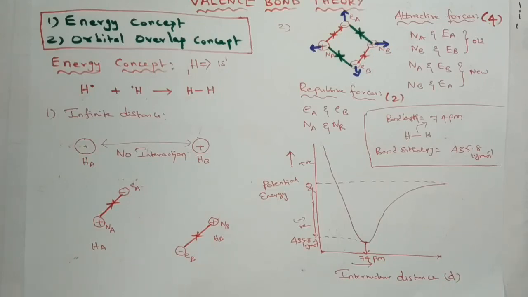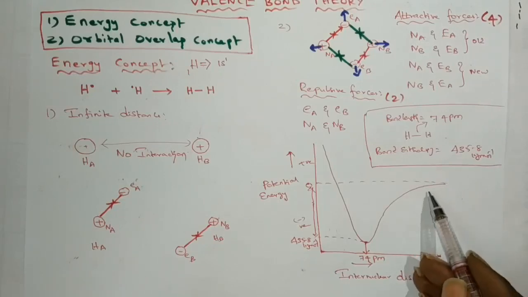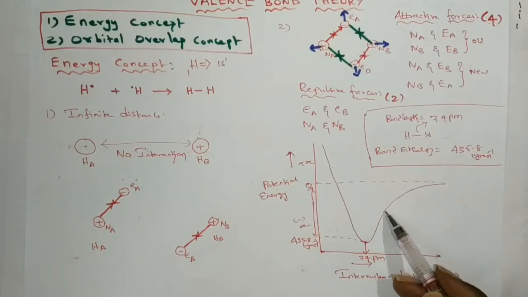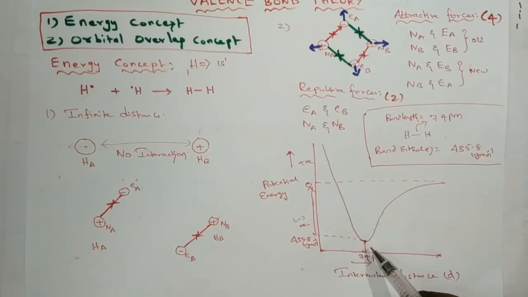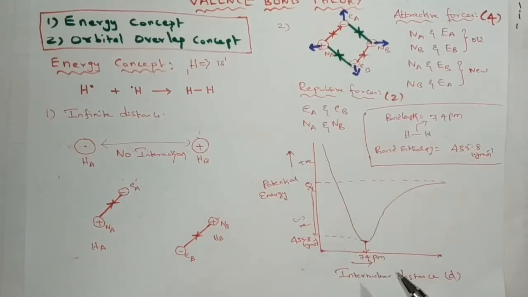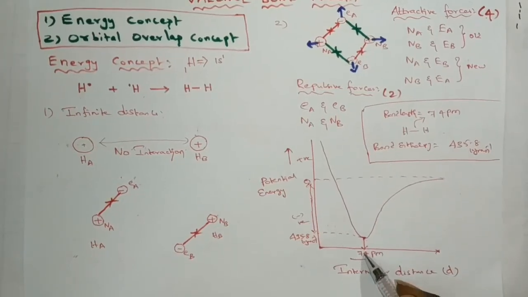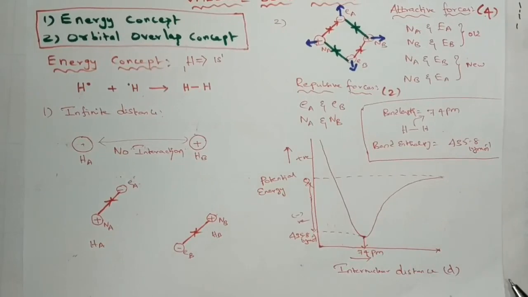The system starts losing its energy because the force of attraction exceeds the force of repulsion. So the system starts losing its energy, the graph goes down. But at a certain equilibrium distance, the forces of attraction and repulsion are just balanced. In this case, the energy of the system becomes very, very minimum, which means the system has attained a stable state that is called the molecular state. At this state, the bond is formed. At this particular internuclear distance, we say that the bond is formed.